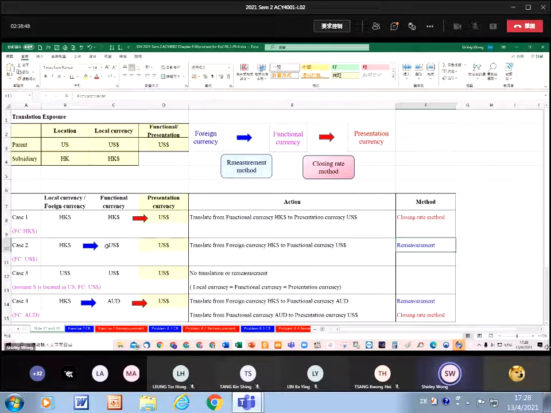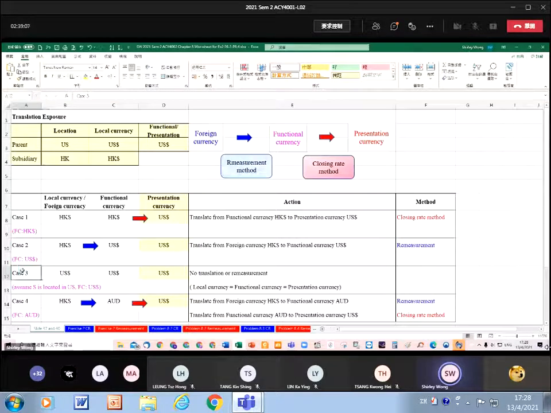Because for here, you do not need to do any translation. You are using US as the functional currency, and then your presentation currency is also US. No need to change in this part, but you need to change from foreign currency into functional currency. So you will use remeasurement method.